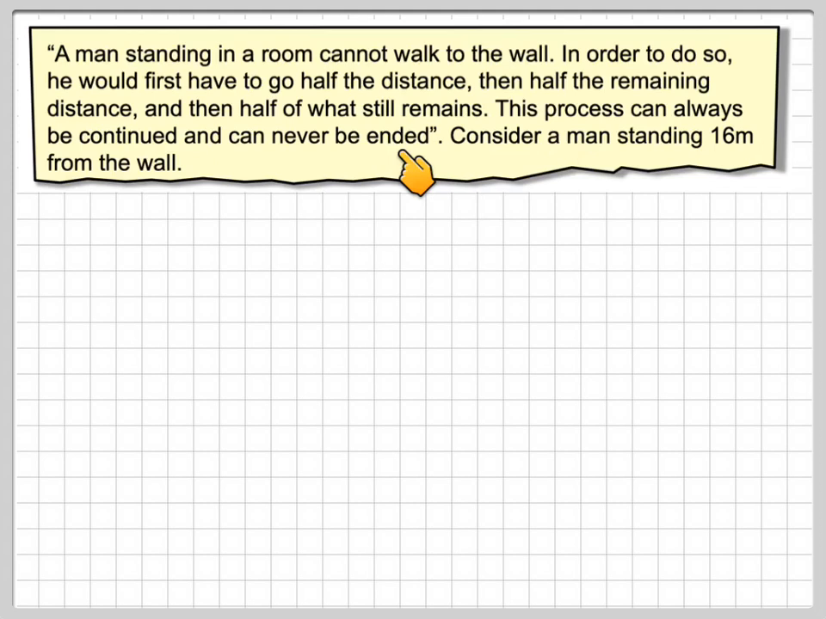Then we know in reality that, of course, if he does walk towards the wall, he will actually eventually hit it. So let's see if we can look at this idea. This is known as Zeno's paradox. So consider a man standing 16 meters from a wall.